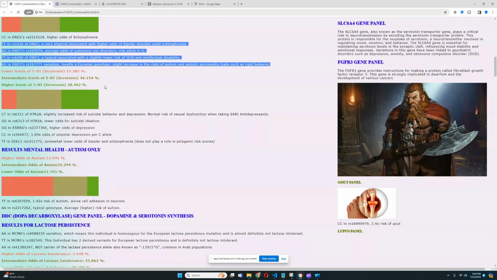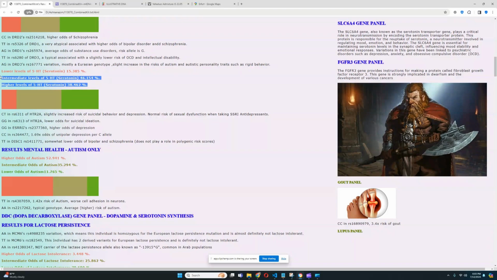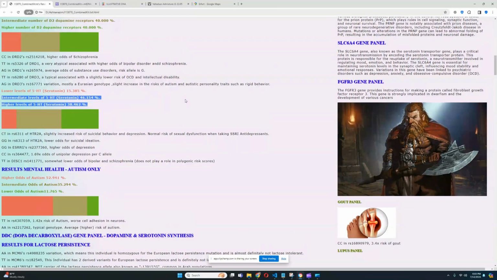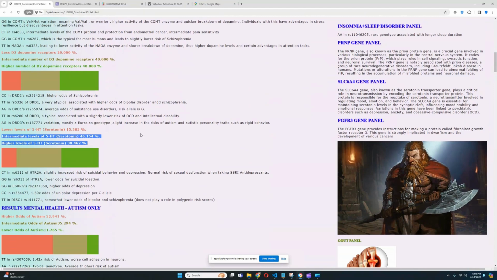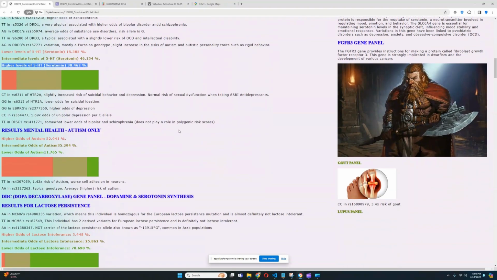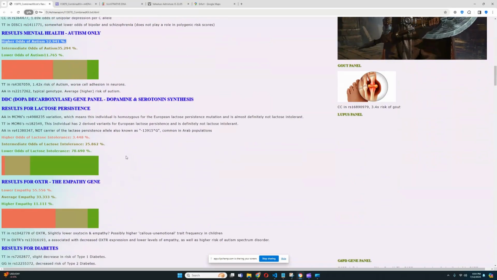For 5-HTT serotonin, he's scoring higher or intermediate levels of serotonin, which is very interesting. And actually, we do not see the long form 5-HTTLPR here. So he's scoring higher levels of serotonin without having the long form 5-HTTLPR, which is very rare, very interesting, kind of unexpected. So he is a little bit protected from conditions such as anxiety and depression. For autism, he is scoring higher odds at 52.9%, definitely very much predisposed to higher odds of autism. And for lactose persistence, he's scoring lower odds of lactose intolerance, definitely very much predisposed to being lactose persistent.